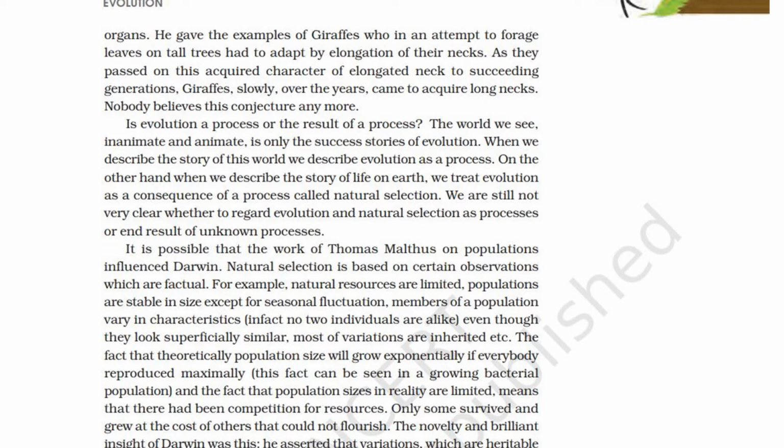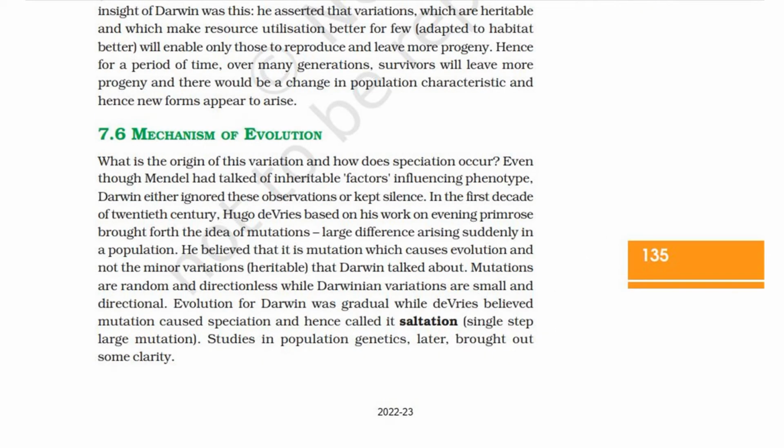The novelty and brilliant insight of Darwin was this. He asserted that variations, which are heritable and which make resource utilization better for few adapted to habitat better, will enable only those to reproduce and leave more progeny. Hence, for a period of time, over many generations, survivors will leave more progeny and there would be a change in population characteristic and hence new forms appear to arise.